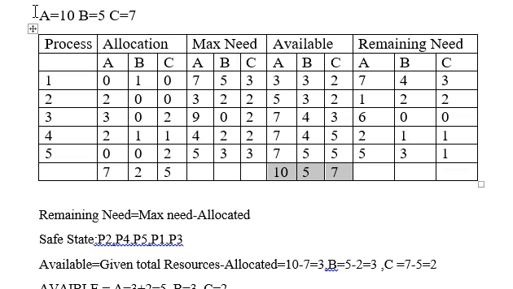And here if you can see in the question also, it was given the same. A was 10, B was 5 and C was 7, so that's how you can answer. And the safe state sequence is P2, P4, P5, P1, P3. I hope you all have understood how to solve it. It's a little bit lengthy, but if you keep practicing, it will be easy to solve.